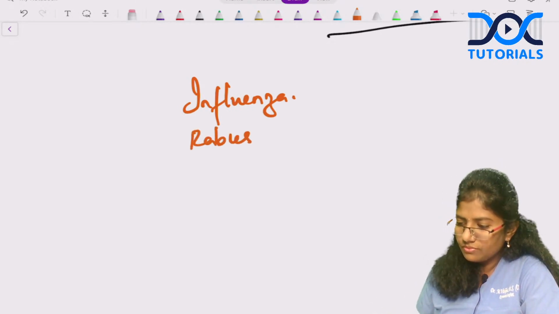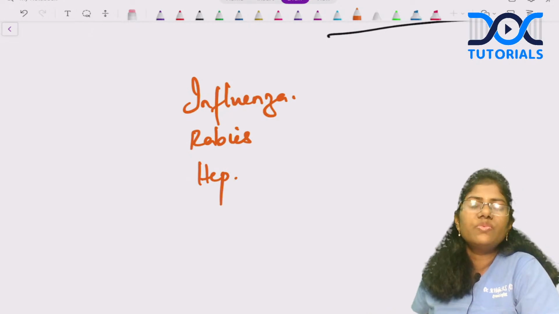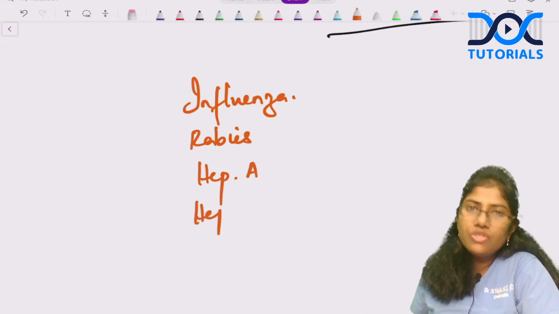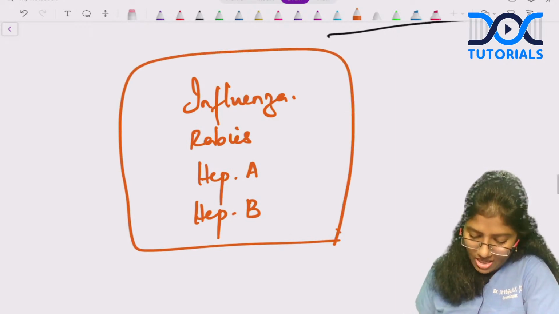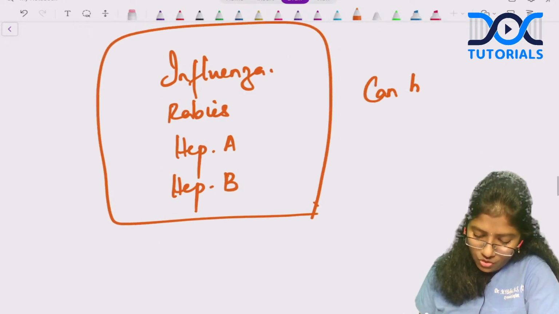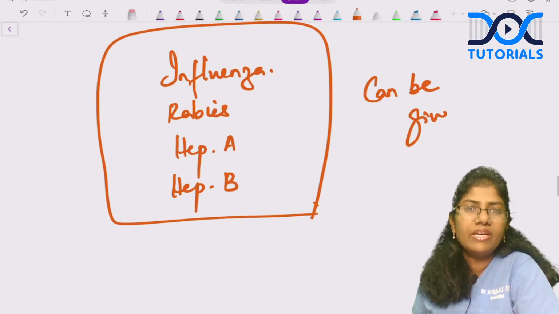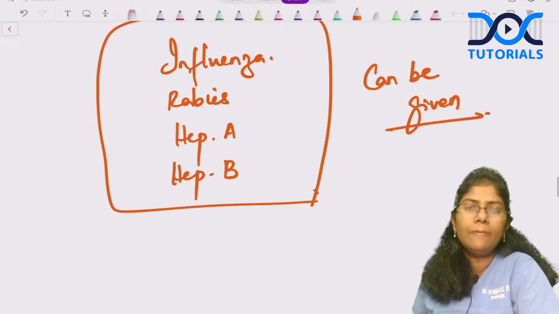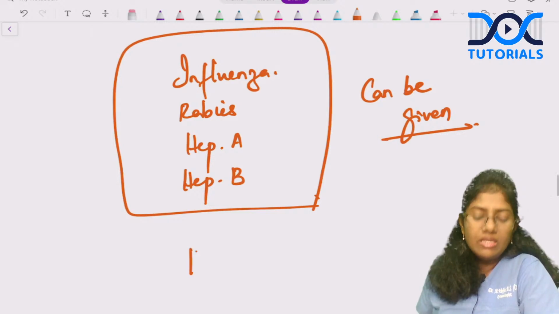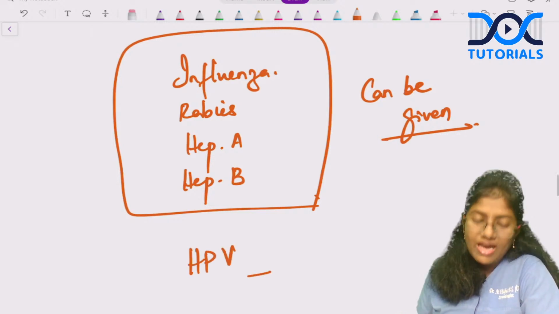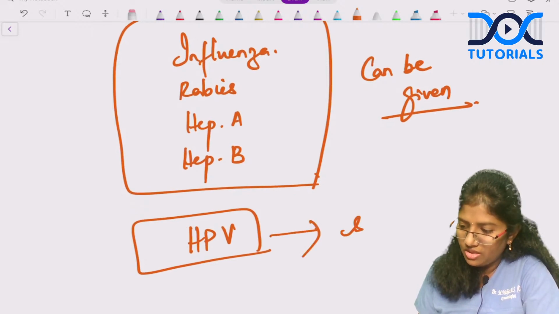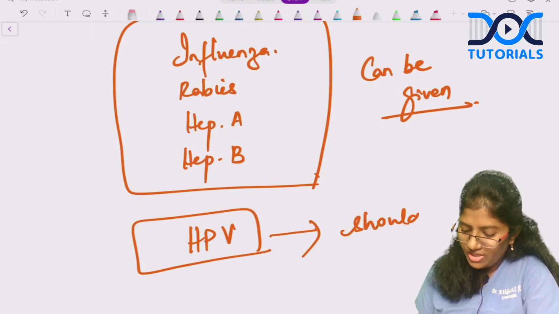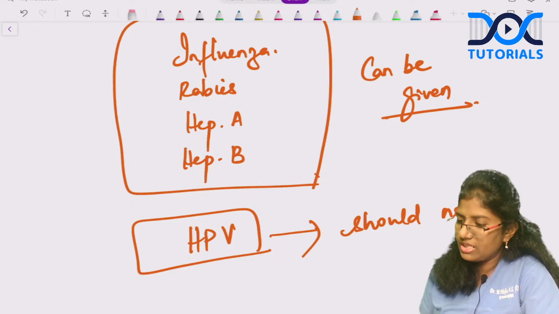Fine. So, there is one viral vaccine which is not a live viral vaccine but still should not be used during pregnancy, and that is HPV vaccine, human papilloma virus. Is it a live virus vaccine? No, it is not a live virus vaccine. It is a subunit vaccine, but then HPV vaccine should not be given during pregnancy.